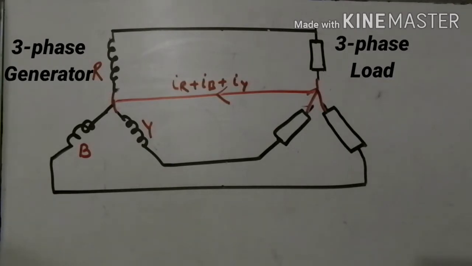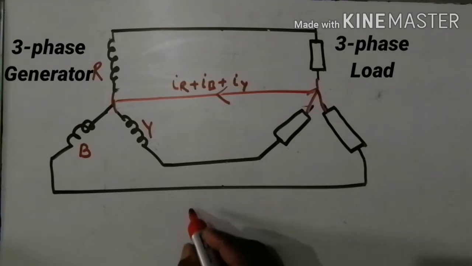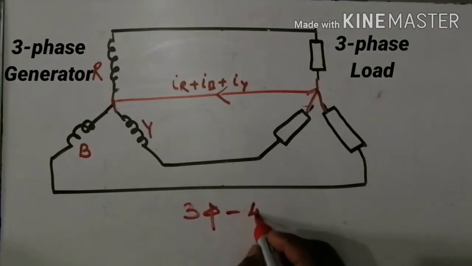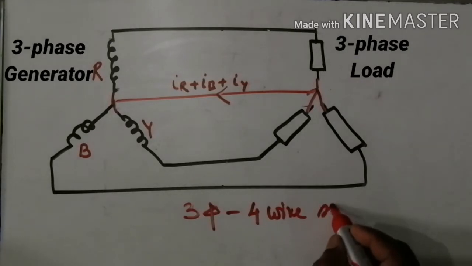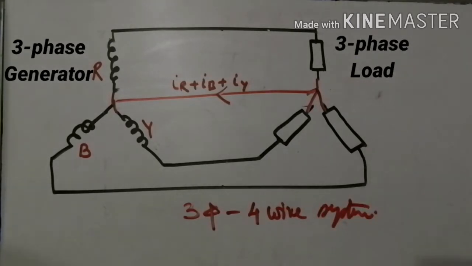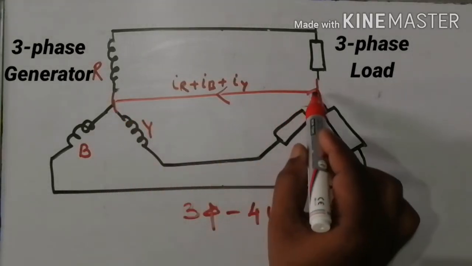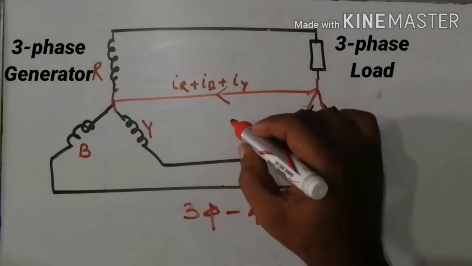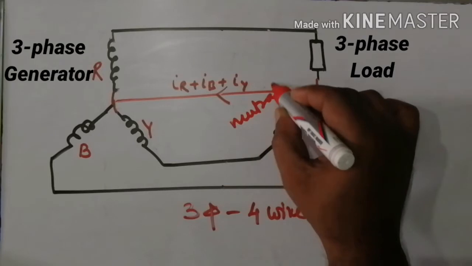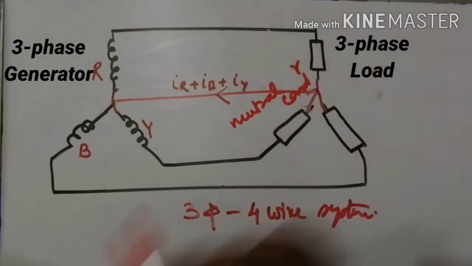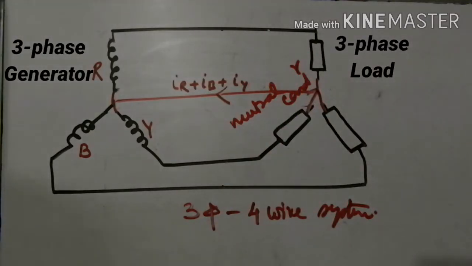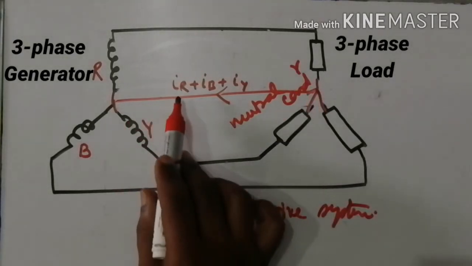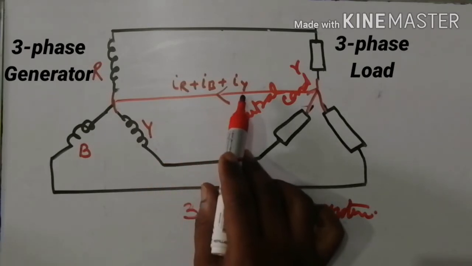Now this system is known as the 3-phase 4 wire system. This common return conductor is known as the neutral conductor. This one is a neutral conductor. Whatever the current flowing in this neutral conductor, that is IR plus IB plus IY.